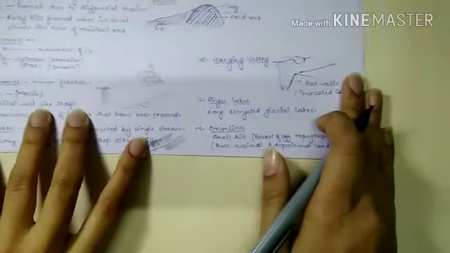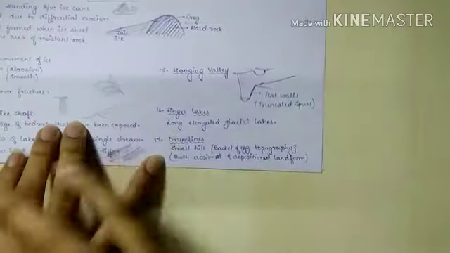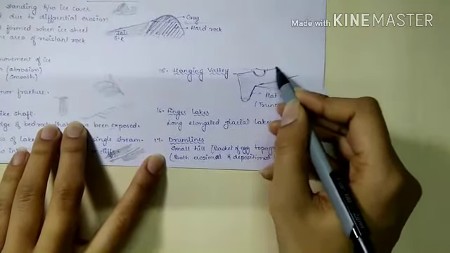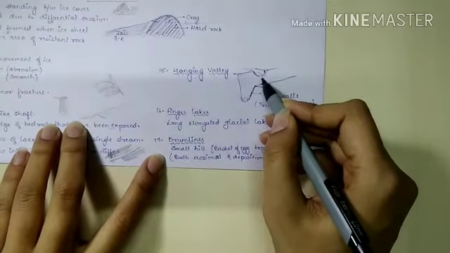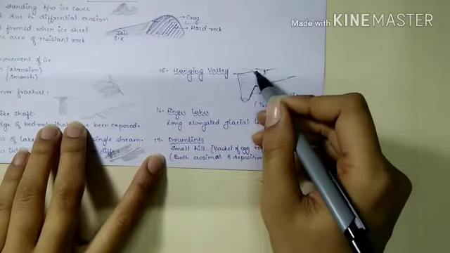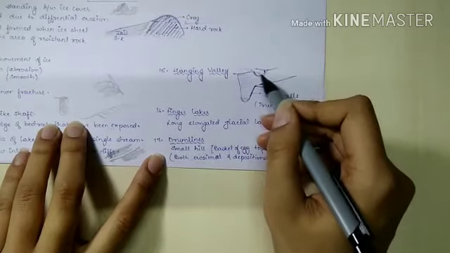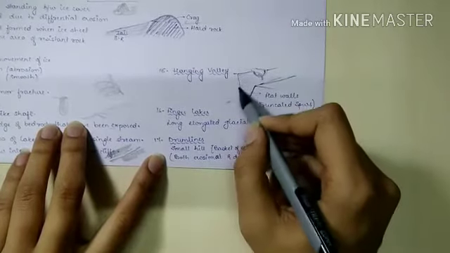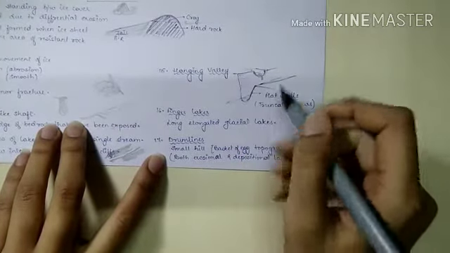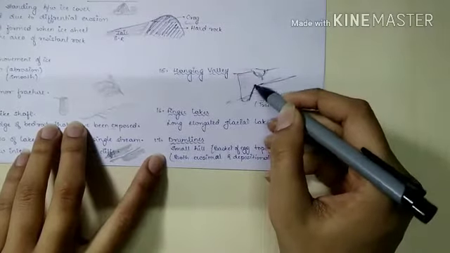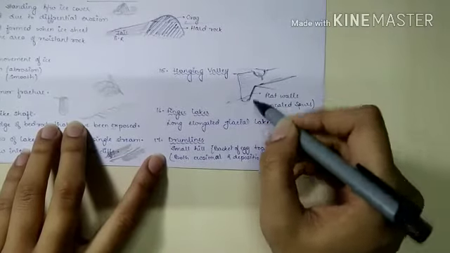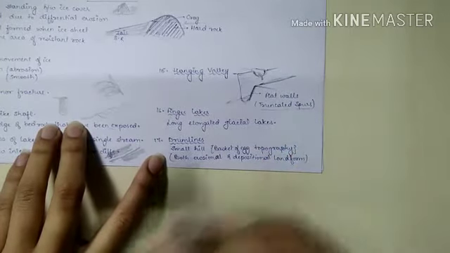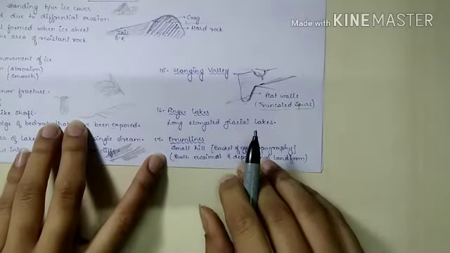Okay, next we have hanging valleys. Hanging valleys also we have done. So hanging valleys are actually when one valley is here and we have another valley. From one valley, a stream is falling to another valley. This sort of pattern is known as a hanging valley, and this wall, this flat wall, is known as truncated spurs. Okay, truncated spurs.